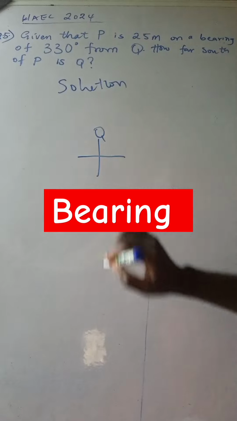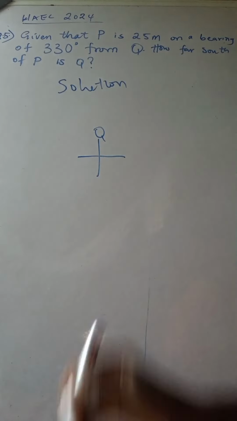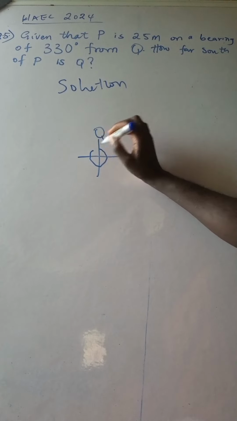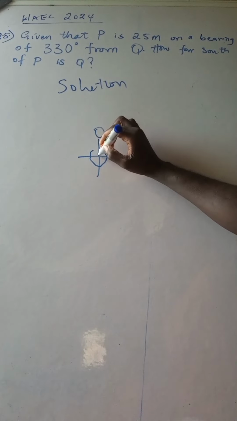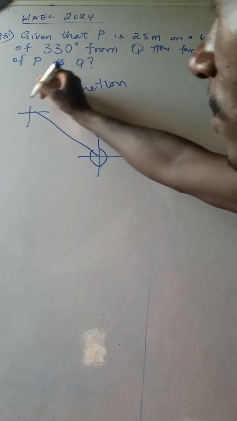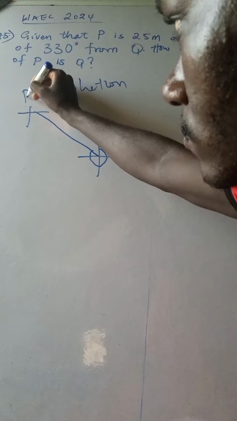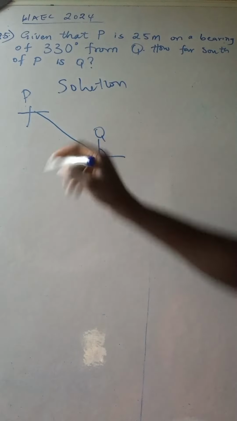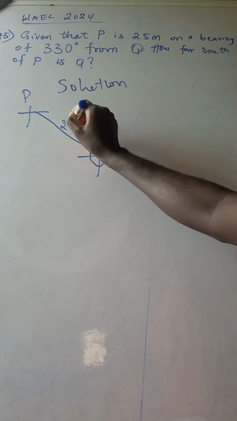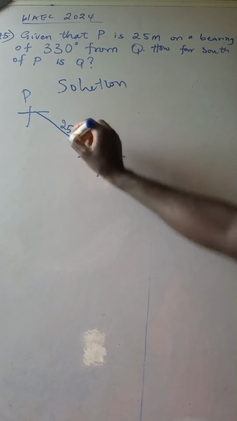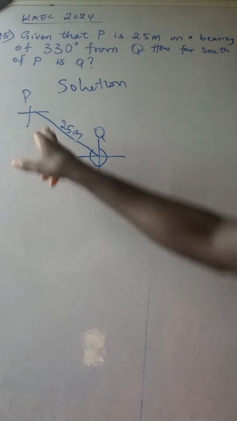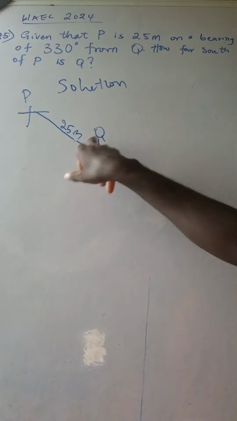If you draw Q first, on a bearing of 330 degrees, moving clockwise, we have 90, 180, 270. So 330 degrees should be somewhere here. If you move 330 degrees, we find another town, and the name of that town is P. So P is 330 degrees from Q, and the distance is 25 meters. So P is 25 meters from Q on a bearing of 330 degrees.